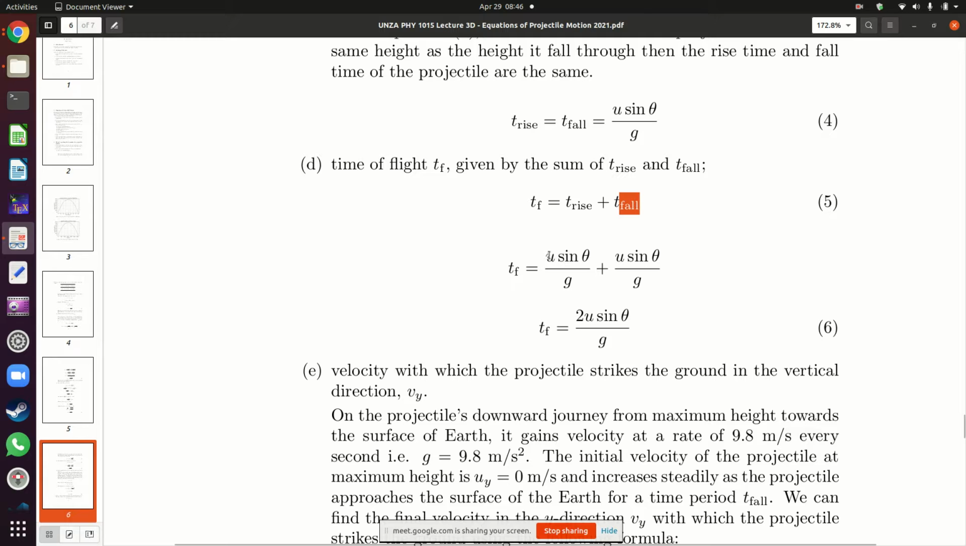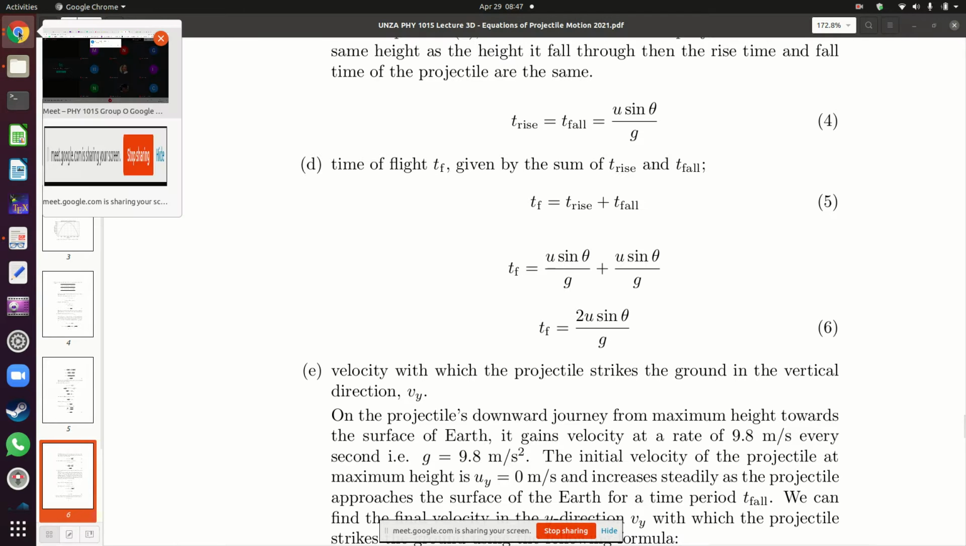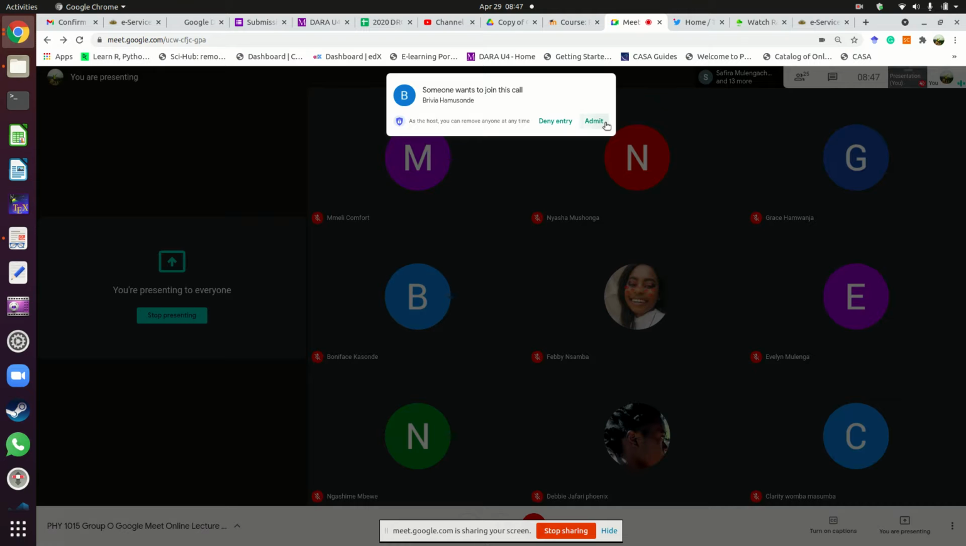We know that the rise time is u sin theta divided by g, plus u sin theta divided by g. When you add these, you end up with Tf equal to 2 u sin theta divided by g. Tf is equal to 2 u sin theta divided by g as your flight time. This is how much time the projectile is in the air.